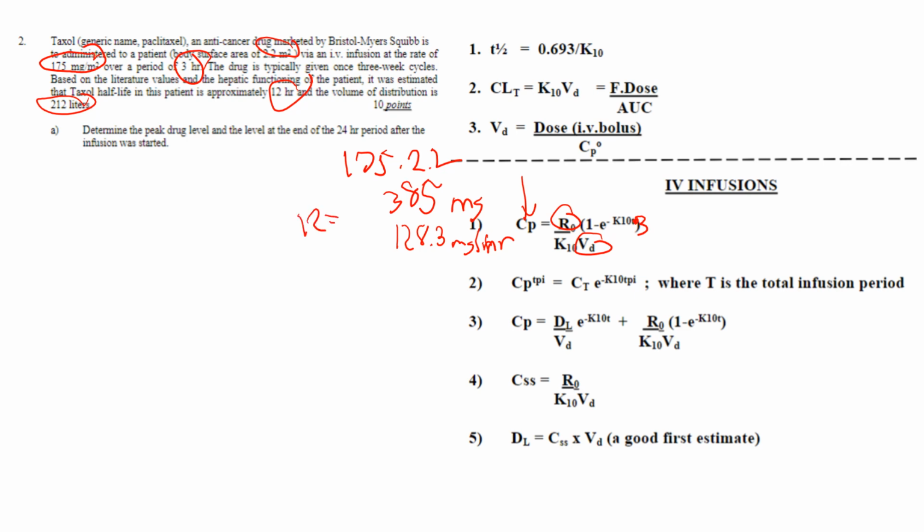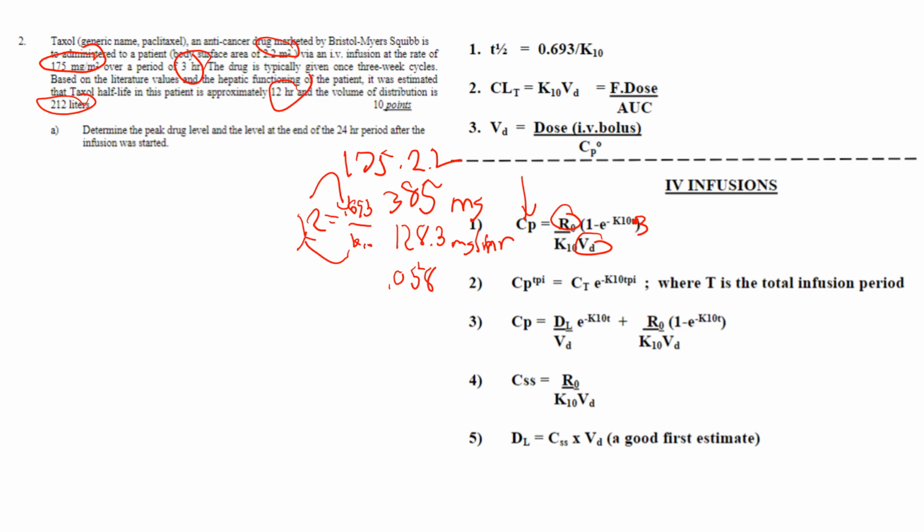So it's just a matter of setting up our equation. Hours in half-life equals 0.693 over that K10. Move this to this side, divide this side by 12. 0.693 divided by 12 is 0.058. Perfect. Now we can just do this equation.